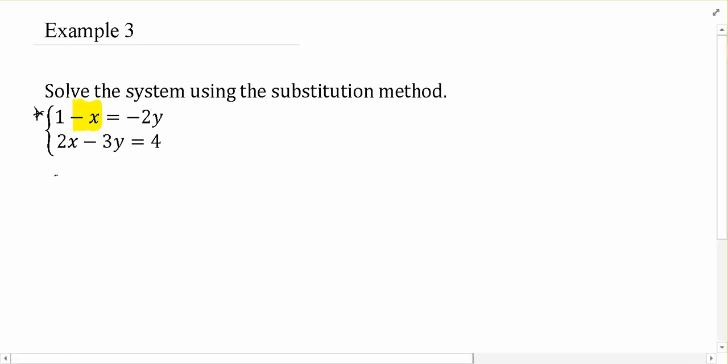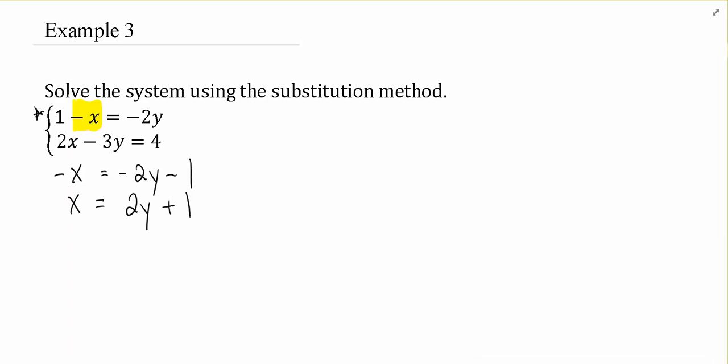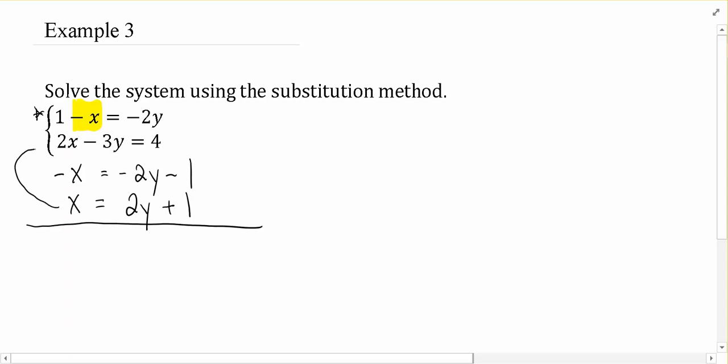So back to our problem here. We're going to subtract the 1 to the other side. Then we'll multiply by -1 on both sides, telling us that x equals 2y plus 1. We're then going to plug this back into the second equation, so that everywhere in that second equation where there's an x, we'll replace it with 2y plus 1. So we'll have 2 times (2y plus 1) minus 3y equals 4.